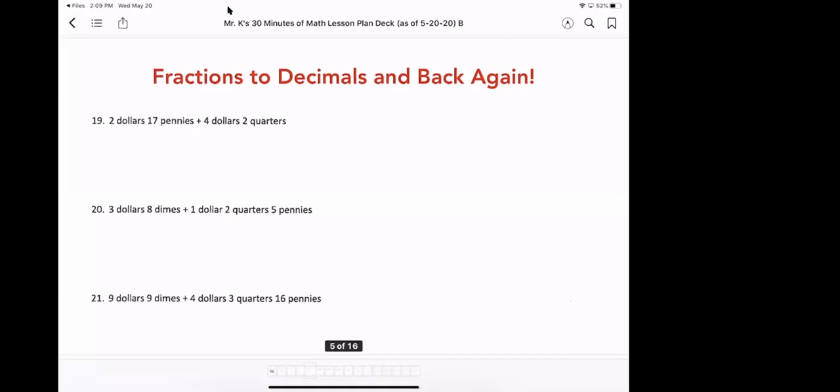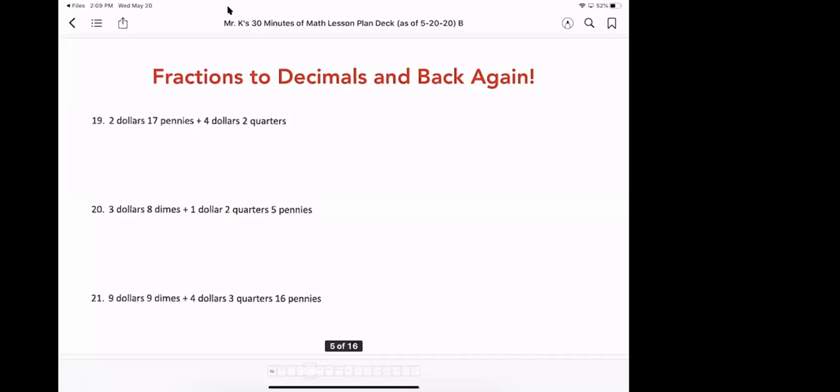All right, welcome back. That was very energetic music, and I see some fantastic answers coming in. Let's take a quick look. $2.17, which is also 2.17.